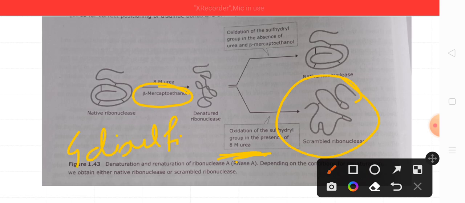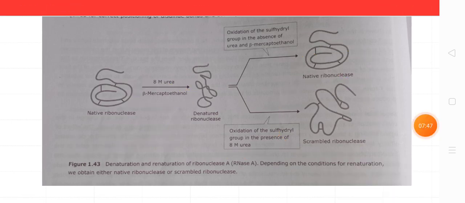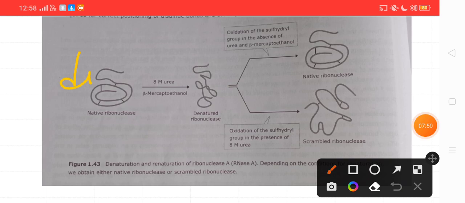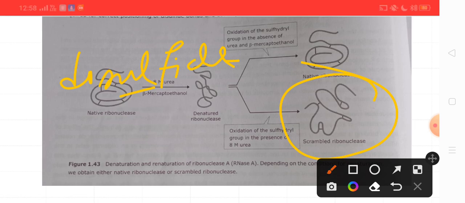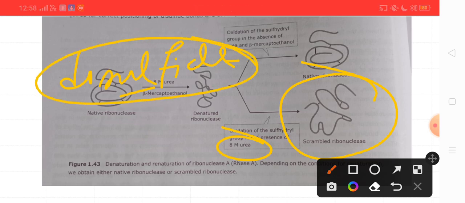which were formed in the case of native ribonuclease were also formed here, but the twist is that the disulfide bonds are formed between incorrect partners. That means the positioning of the disulfide bonds is not correct in that case. That simply concludes that the weak interactions which were broken down by 8 molar urea were very important for the correct positioning of disulfide bonds.